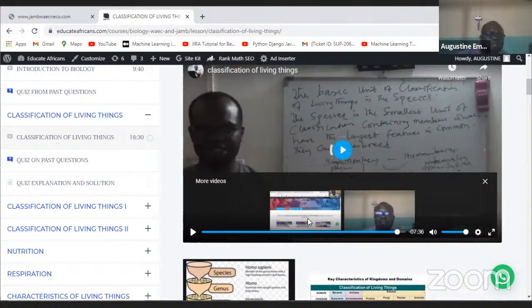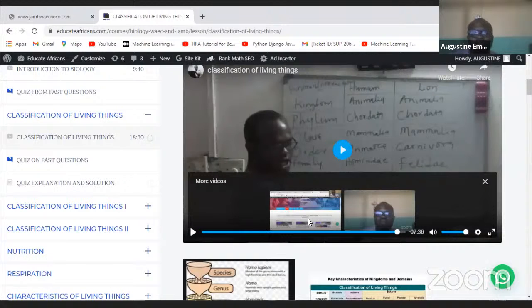So that is that about major classification. So we can see here now, from the classification, we'll get what we call binomial nomenclature, which is the system of giving organisms two names, one from the genus and the other one from the species. So binomial nomenclature. So this is a comparison of human beings and lion.